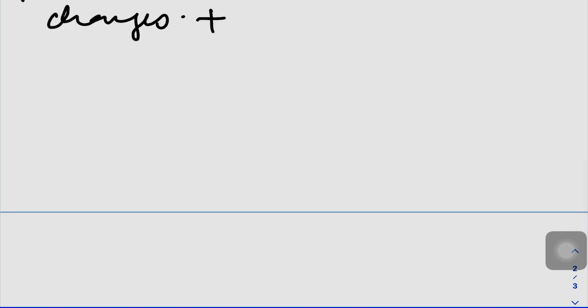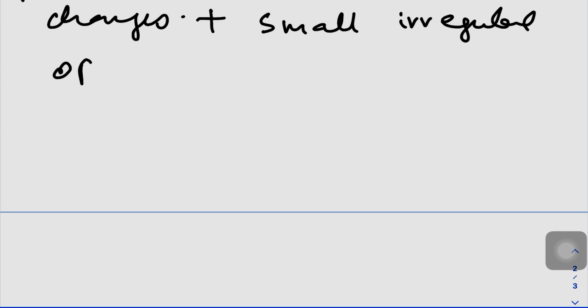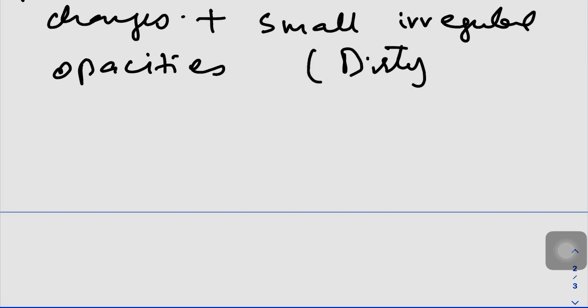Plus radiological findings of small irregular opacities, which is also known as dirty lung, associated with it. Now comes to the clinical features.